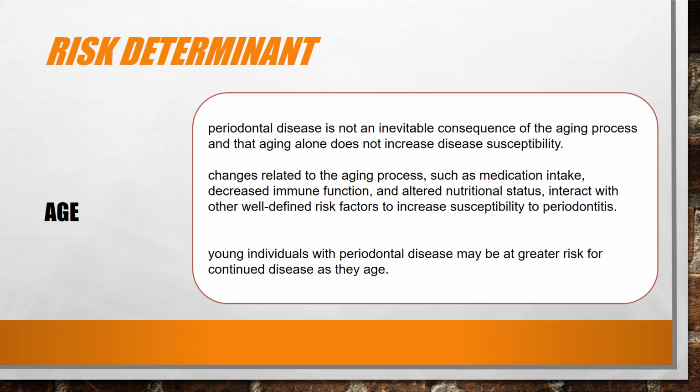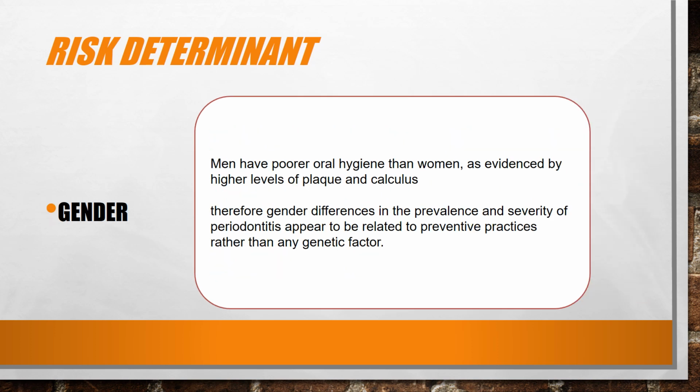Then there are young individuals with periodontal disease. When you compare the younger age group with periodontitis and the older age group with periodontitis, you can see that younger individuals with periodontal disease may be at increased risk for continued disease as they age. That means younger individuals with periodontitis have a more aggressive type of disease. Coming to gender, there are no such differences, but we have found that men have poorer oral hygiene than women, as evidenced by higher levels of plaque and calculus. Therefore, gender differences in the prevalence and severity of periodontitis appear to be related to preventive practices rather than to any genetic factor.